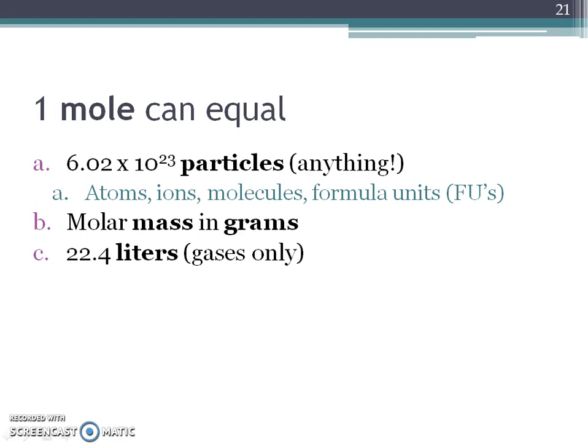So again, pause, write in those blanks, and then play to hear my words. So again, particles we refer to atoms, ions, molecules, or formula units. So of course, atoms are elements. Ions is when those elements become ions because they lost or gained electrons, or polyatomic ions. Molecules are usually referred to for those covalent compounds, and formula units are referred to for those ionic compounds. And remember, molar mass in grams could be formula mass, could be molecular weight, all of those same terminology. And 22.4 liters is for gases only. So 1 mole can equal any one of these things.